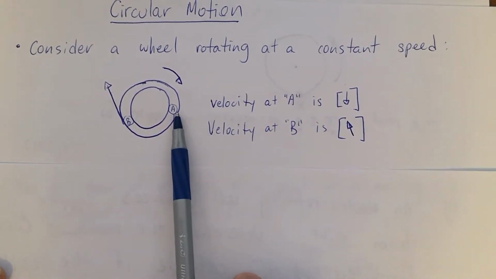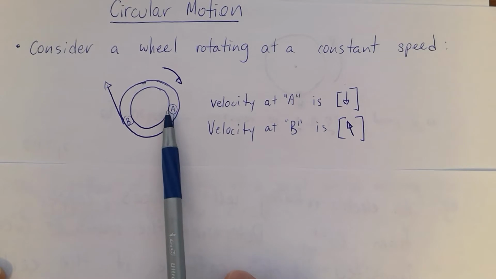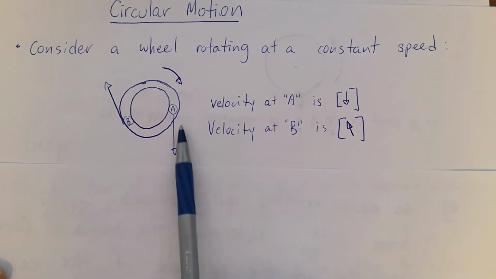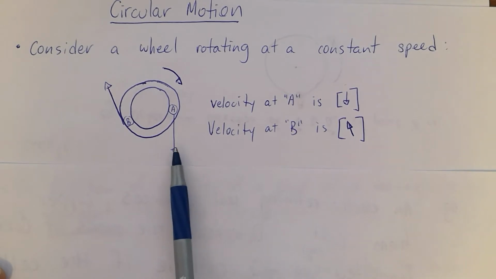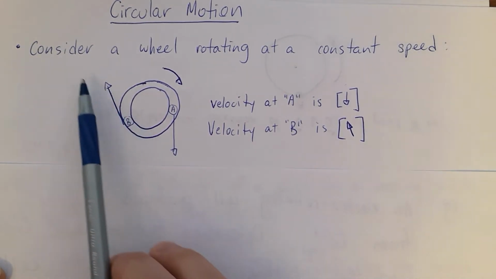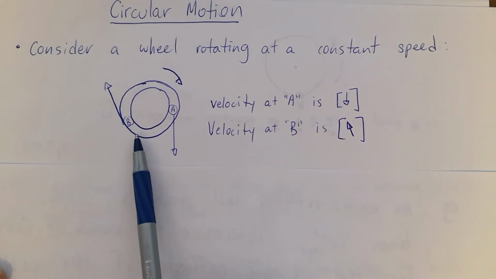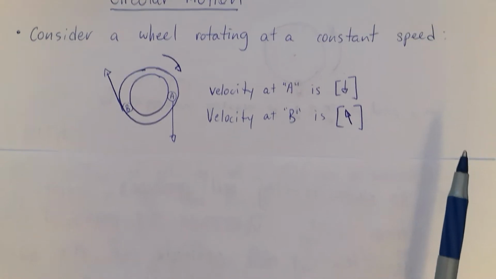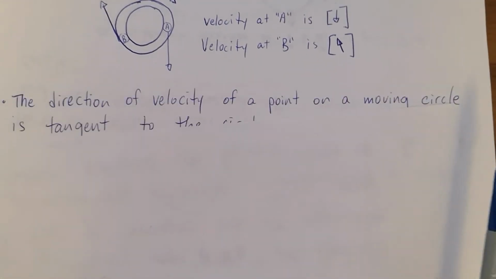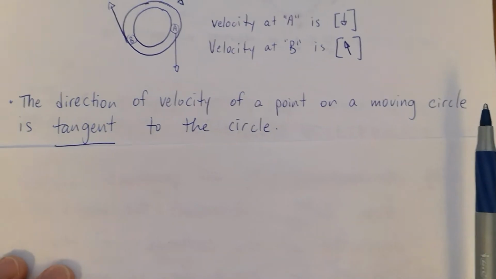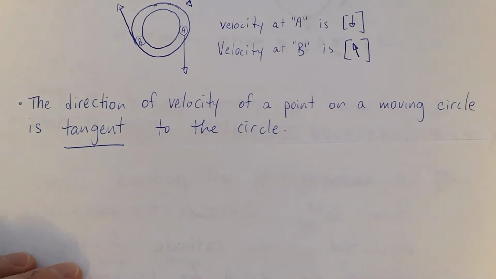The velocity here of a point, say there's a rock stuck in the wheel, is going down. Right here it's going down. At B, it's going kind of up and to the left. I'm going to generalize here, and I hope you agree with it. The direction of velocity of a point on a moving circle is tangent to the circle. The next drawing, I hope, helps you visualize that.